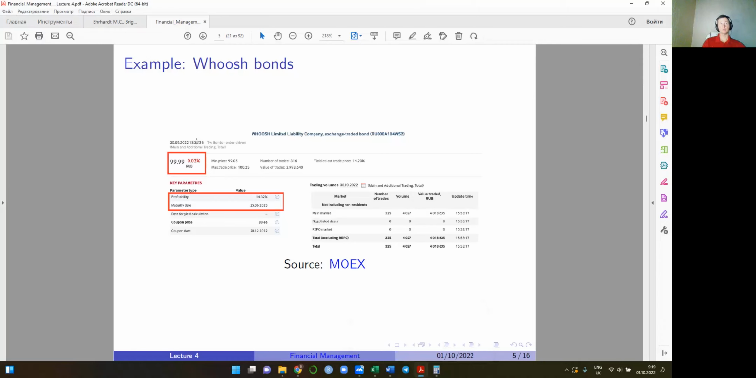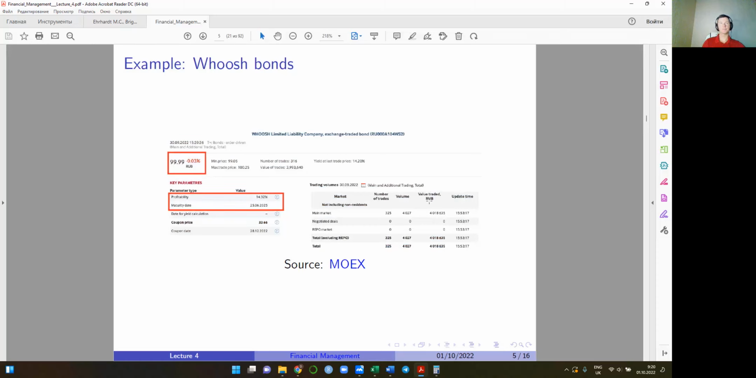We see profitability of this bond, 14.32%. We see maturity date, 25th June 2025. So it's 3-year bonds, basically. We see also here the coupon price, 33.66. So the amount of coupon, and the next coupon date, 28th December 2022. Here is some trading information, which is not that important for us at this moment.